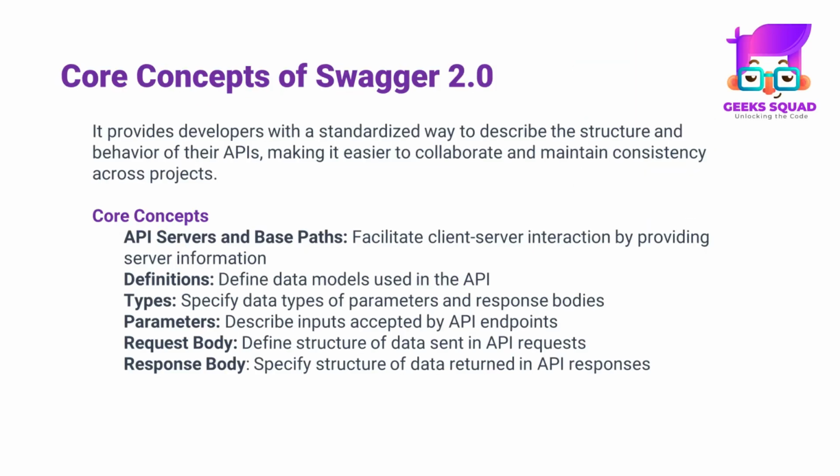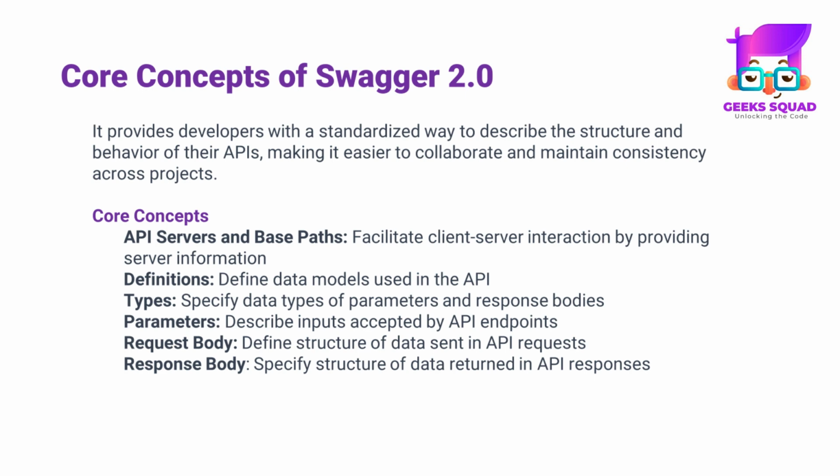So let's get started. Swagger 2.0 is a powerful framework for designing, building, and documenting APIs. It provides developers with a standardized way to describe the structure and behavior of their APIs, making it easier to collaborate and maintain consistency across projects.